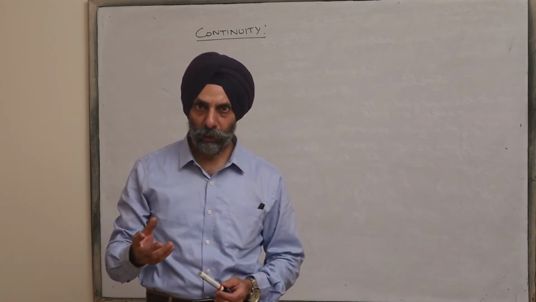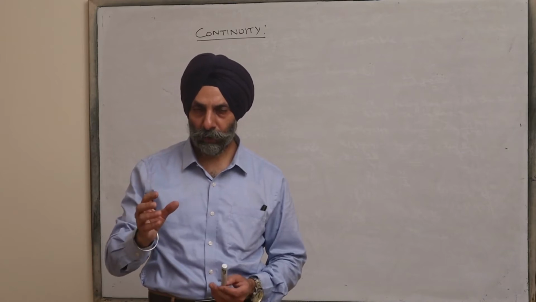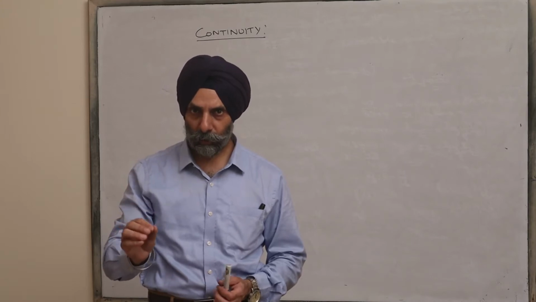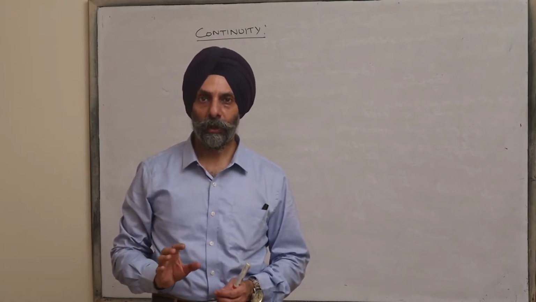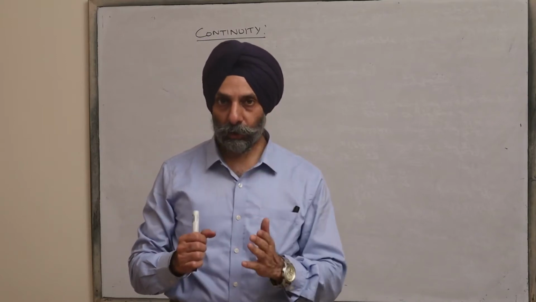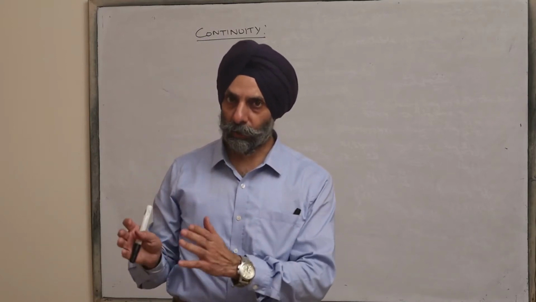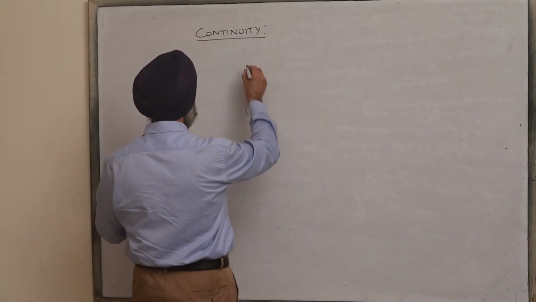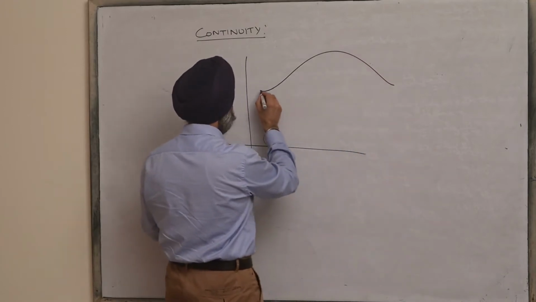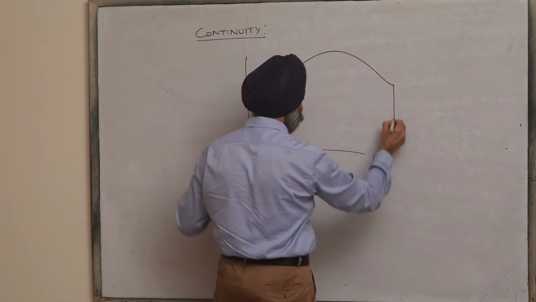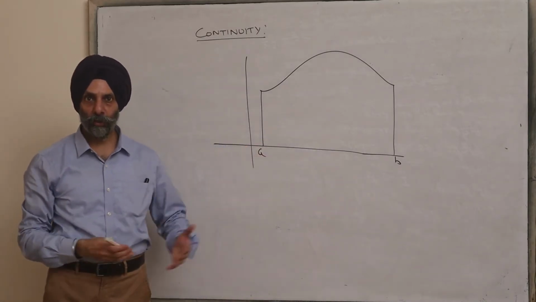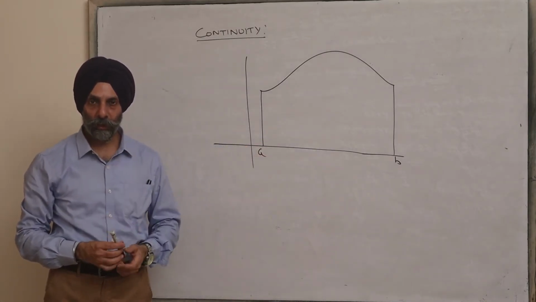Similarly, if the graph of the function does not have any breaks or jumps, then we say that the function is continuous. Once again, if the graph of the function does not have any breaks or jumps, then we say that the function is continuous. What do you mean by that? So the graph is like this. You can say that from A to B, this function is continuous. There is no break, no jumps, that means the function is continuous.